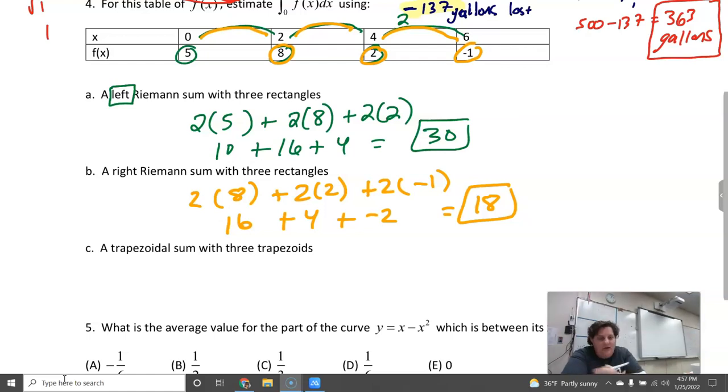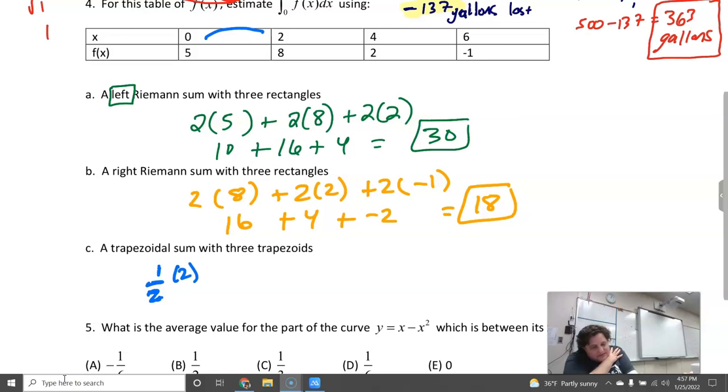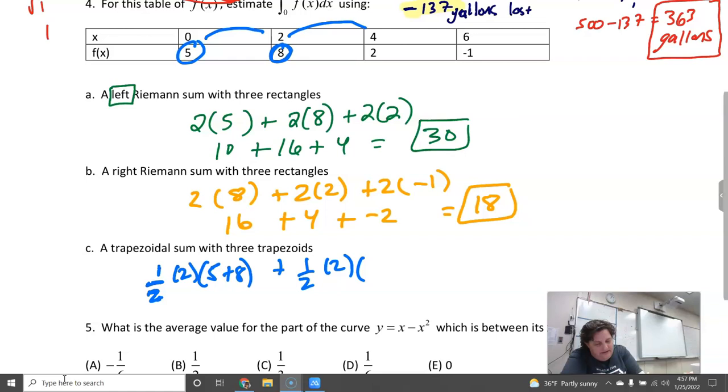Now, here's how trapezoidal works. Remember that the formula for trapezoid is 1/2, and then it's base times the sum of the heights. The base is 2. The sum of the heights, so I'm going to do both of them, 5 plus 8. I can come back and figure out what that is in just a second, okay? My next one, 1/2, which is part of the formula. My base is 2. My height is 8 plus 2.